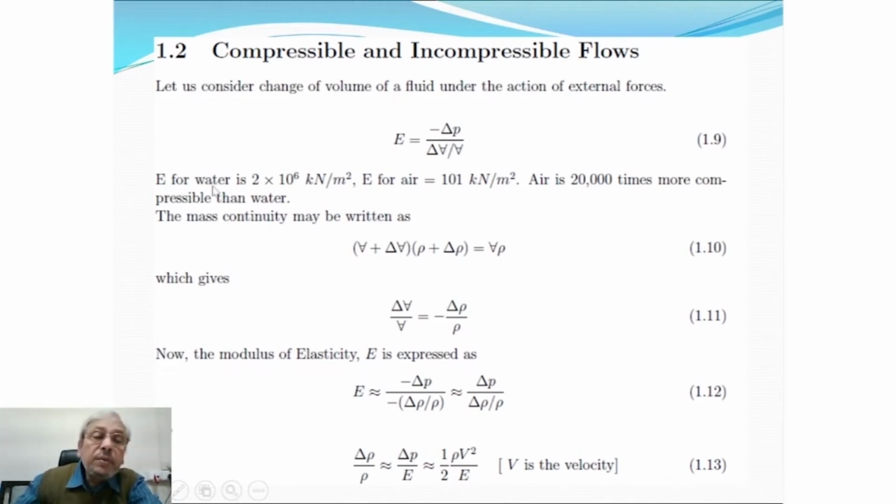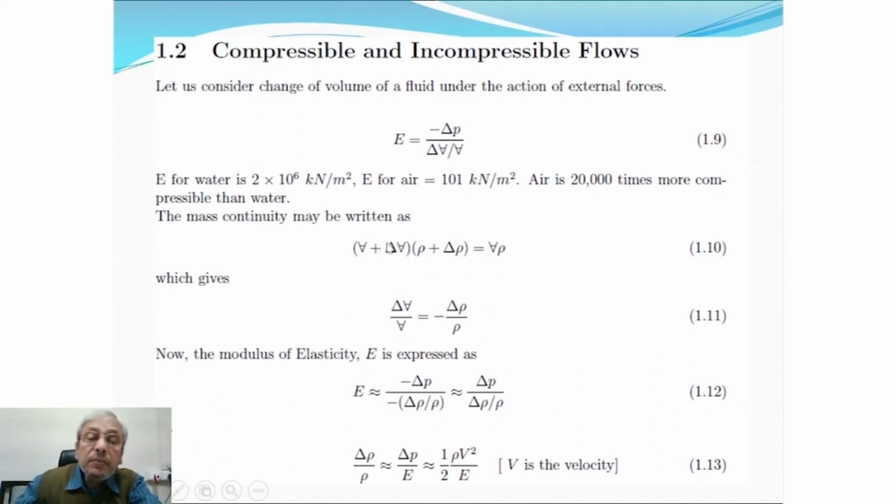Now, modulus of elasticity for water is 2 into 10 power 6 kilonewton per meter square. E for air is 101 kilonewton per meter square. So we can clearly see air is 20,000 times more compressible than water. Now from mass continuity, we may write (V plus del V) into (rho plus del rho).